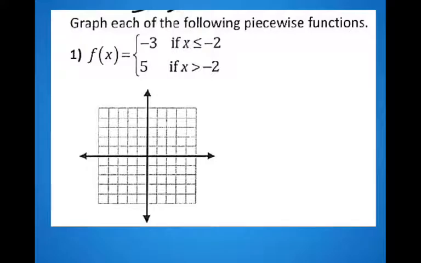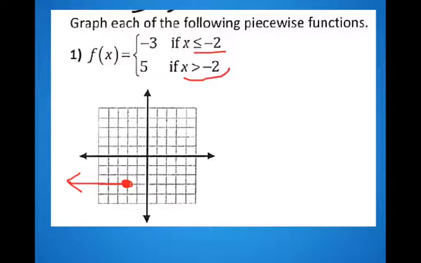First one, we talked about when you're doing a piecewise graph. This one says whenever x is less than or equal to -2, that the y value is -3. So that would be down here, and we could actually put a dot there, and it would go this way. And this one says whenever x is greater than -2, it's 5.